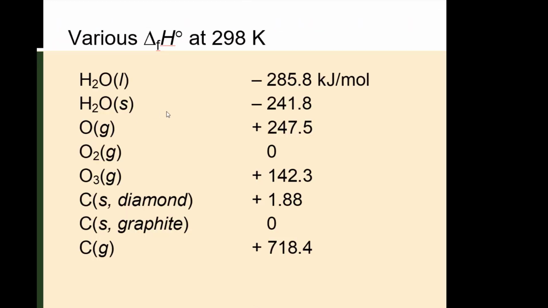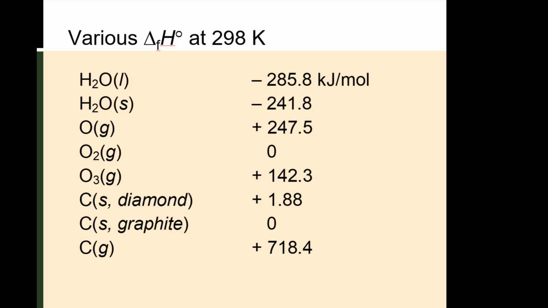Now, if you flip to the back of the book or whatever appendix you're using to look at different enthalpies of formation, notice that the standard enthalpy of formation for an element, so if I just looked at oxygen in its standard state, O2, is 0. Carbon in its standard state, which is solid in graphite form, is 0. Now, carbon as a gas is not standard state, so yes, there is enthalpy of formation for that. Carbon as a diamond is not in its standard state, so it is not 0. But elements in a standard state are 0.